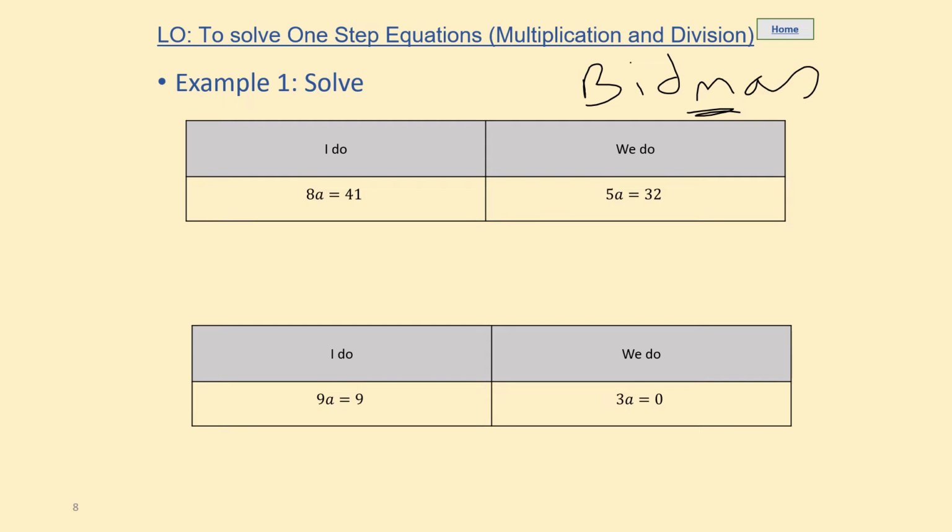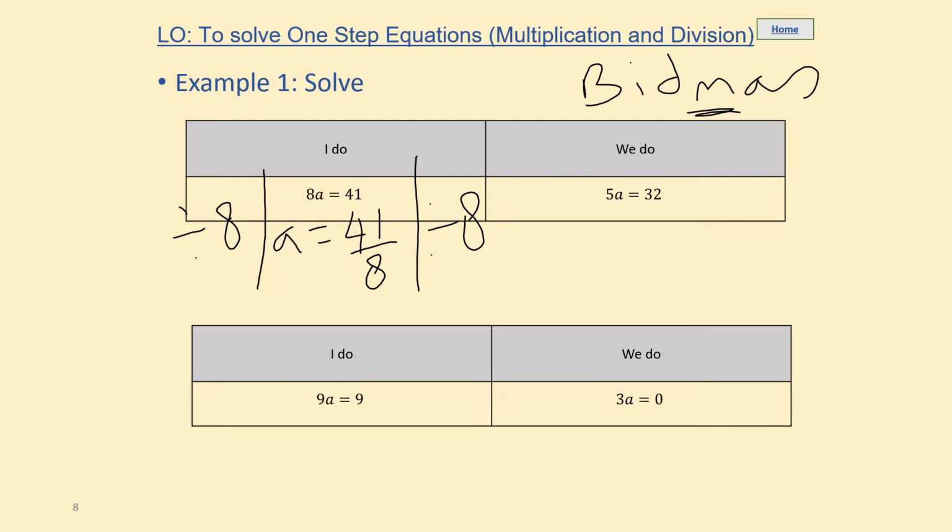And on this side, we've got 8 lots of A, 8 times A equals 41. So the opposite to multiply is to divide. So on both sides, we're going to divide by 8. So A equals 41 divided by 8, which of course we can simplify.